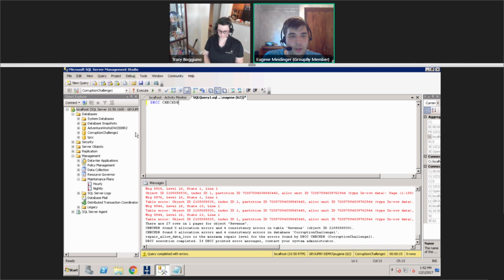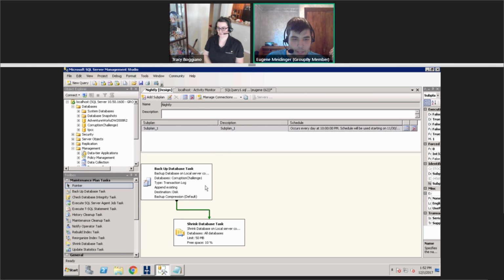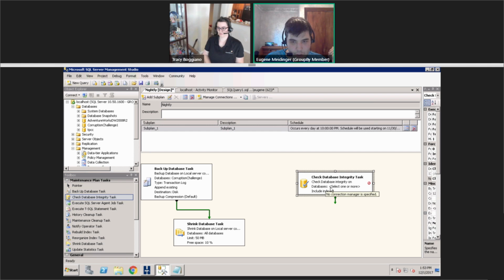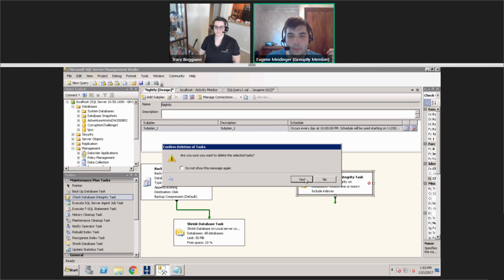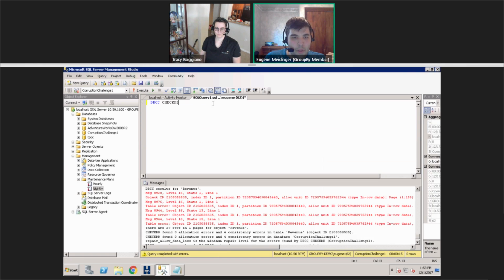So you want to be running CHECKDB. There's a script you can run to basically dynamically run against all the databases, or you know, if you got maybe a weekly or a nightly plan or something like that, you can add an option here. You can add the check database integrity task and do that as part of your regular maintenance plan, something along those lines.